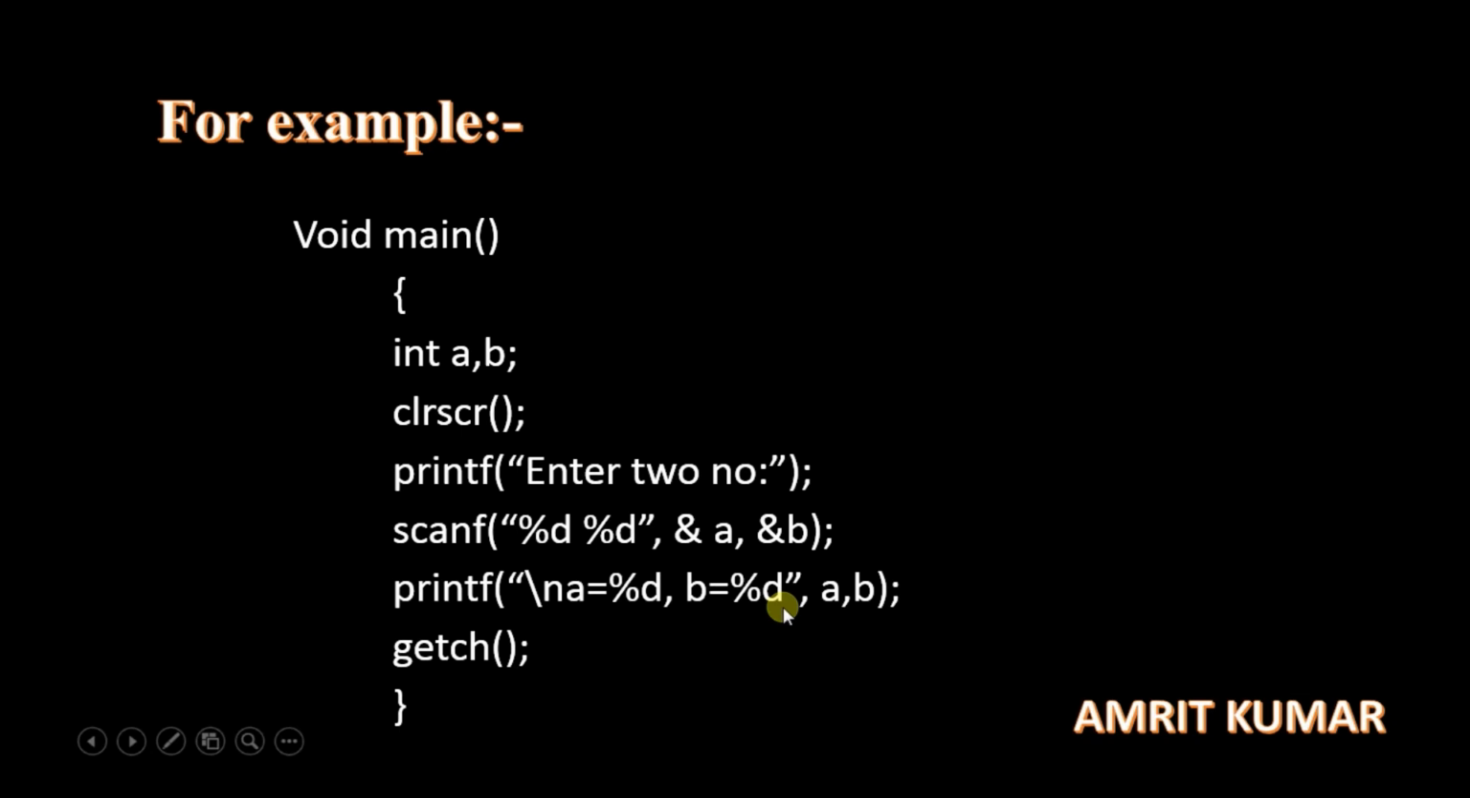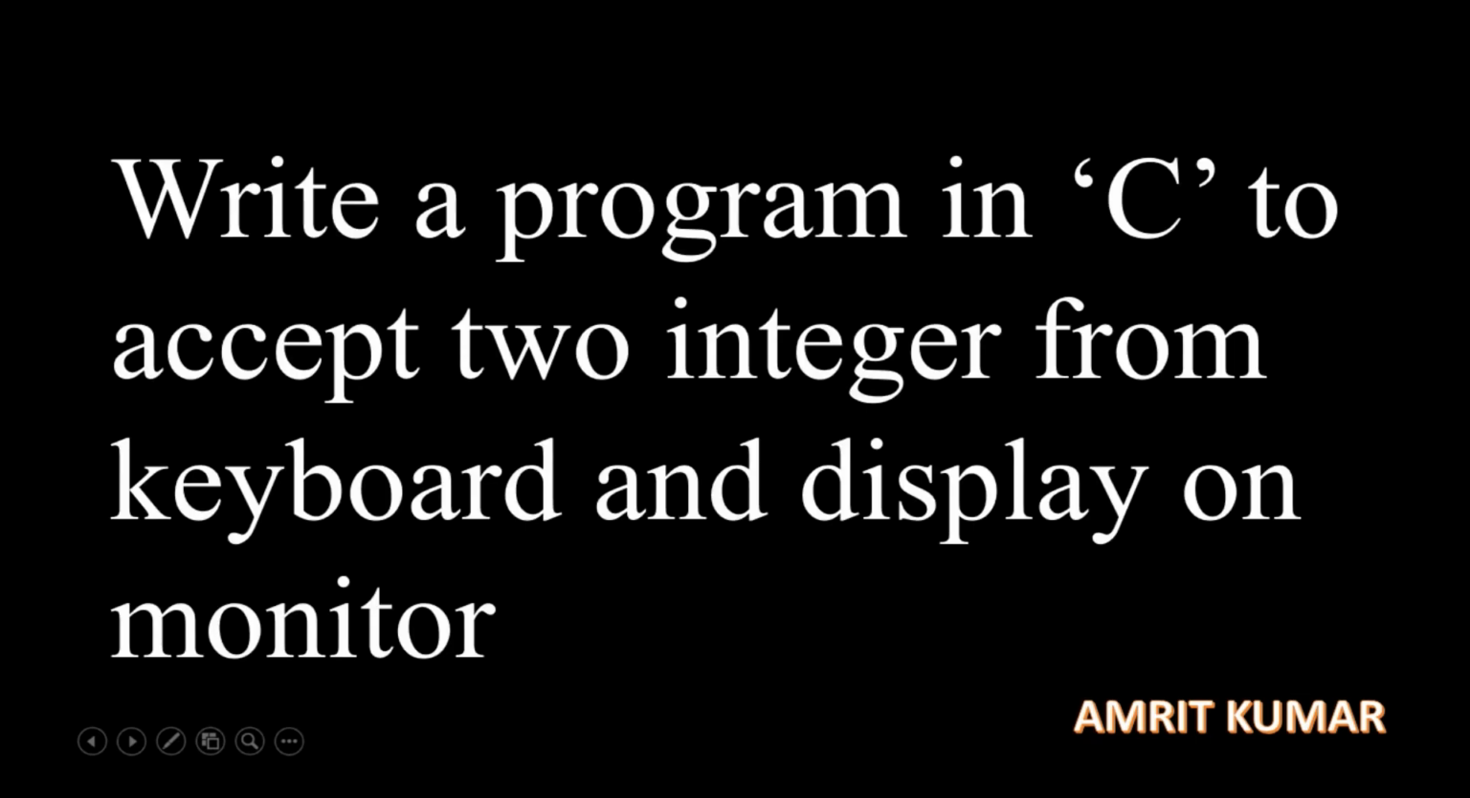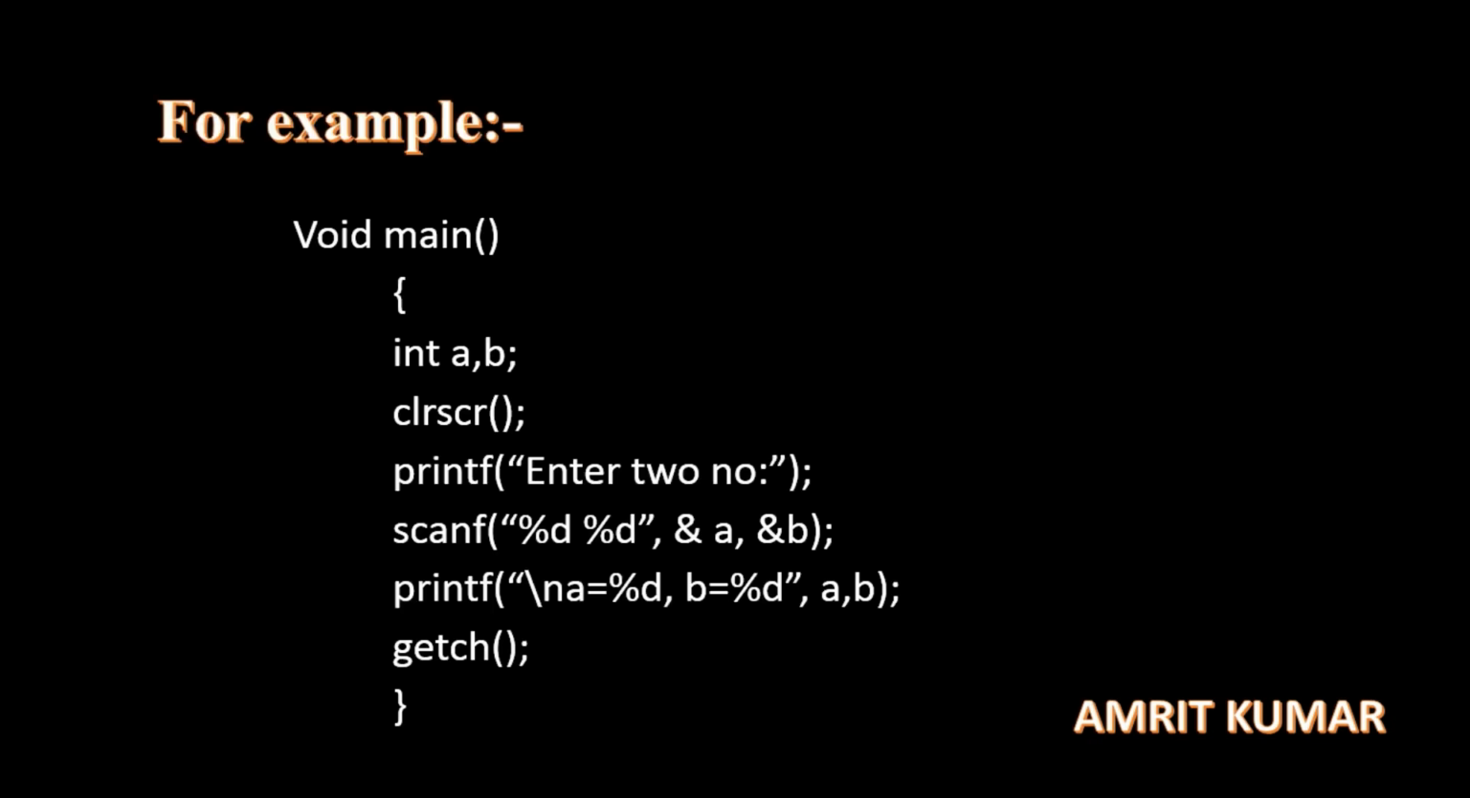so it is going to get you back the value of b, whatever the value of b is, that will come out here. And finally I have used the getch function, which is used to hold the screen. Therefore it holds the screen for the process that needs to be completed. Then finally I have terminated this, or we can say closed this curly brace. So this is how we can write a program in C language to accept two integers from the keyboard and display them on the monitor. So this is our example for you guys, and I think you have learned it.